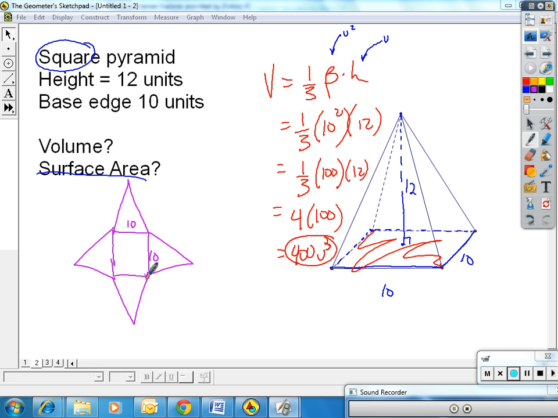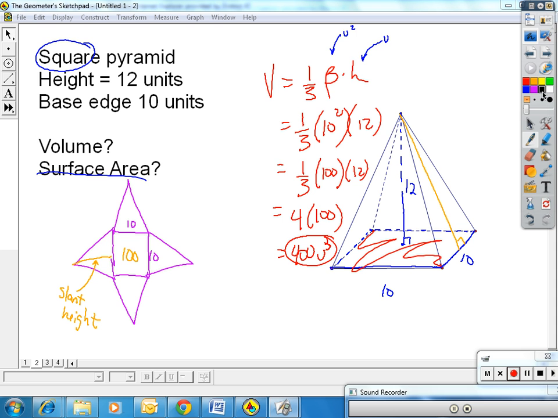What's a little bit tricky about finding the surface area, no problem with the area of the base. That's 100, 10 by 10. But you do need to find this slant height. That right there is a slant height. So what is that on this picture? It looks like this. It's perpendicular. We need to find that.